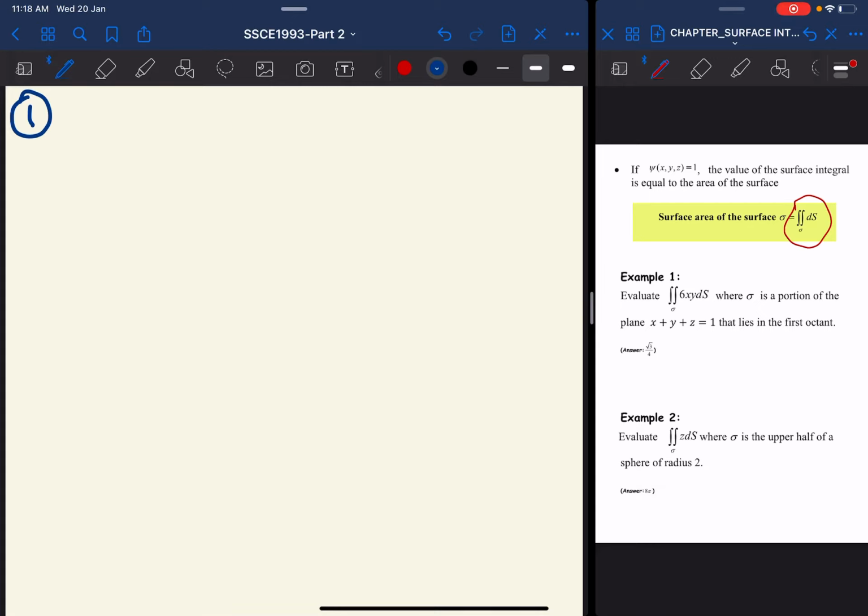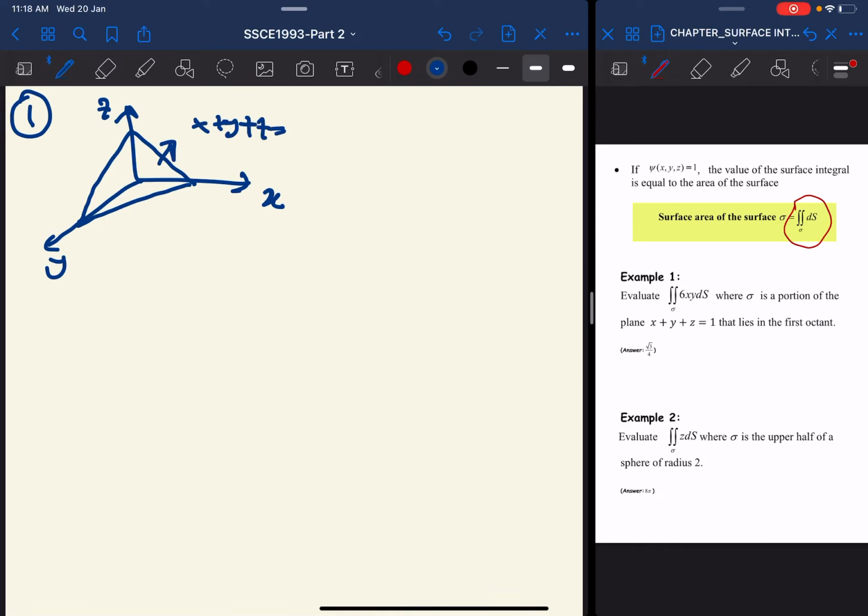They talk about the plane that lies in the first octant. Okay, so if you sketch it, eventually you will get it like this. So it's a plane. This is the plane for x plus y plus z equal to 1, based on the given equation for the surface. Okay, so you will see that we have the projection of this plane.